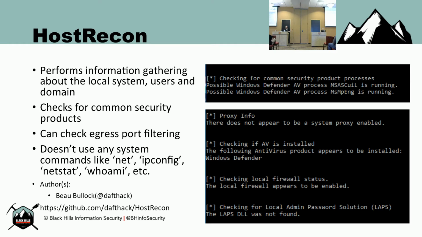It performs egress port filtering, meaning it does a port scan to the internet against a server that has all ports open. If any of those ports are open, then I know that potentially they're allowed outside the firewall. So I've got a server on the internet that has all 65,535 ports open, and if I scan that server from inside a domain, any ports that come back saying open, I know are allowed outbound.